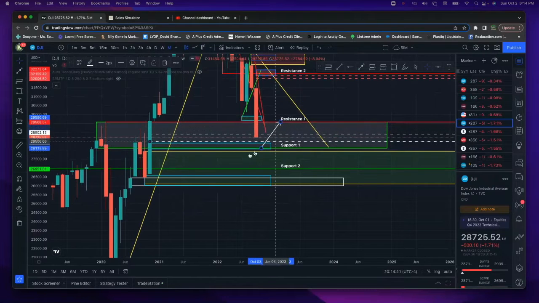But again, if it does bounce and go back up, I do have a resistant level here at the 29,568 level that we may potentially see it bounce and resist from there to go even further down.